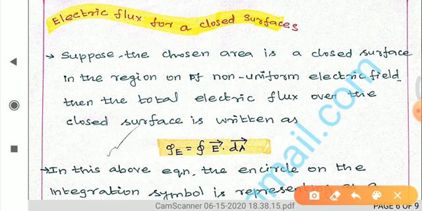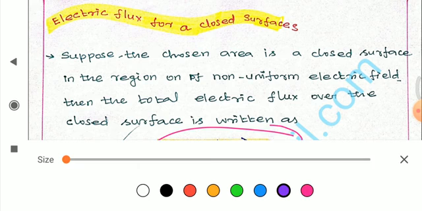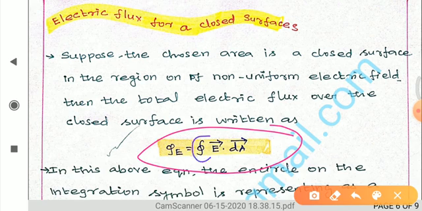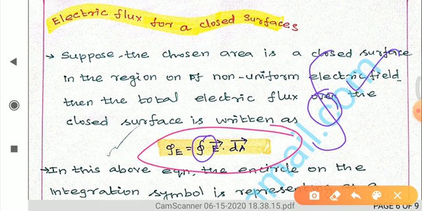The formula for flux is given by phi E is equal to the integral of E dot ds. The very important thing we have to understand is that the integral is represented by an encircled integral symbol. So what is the meaning? Why is it encircled? That means it is for the closed surface.